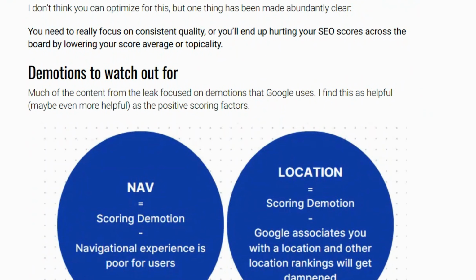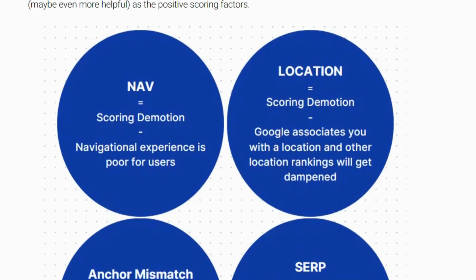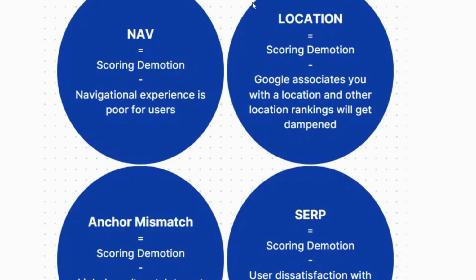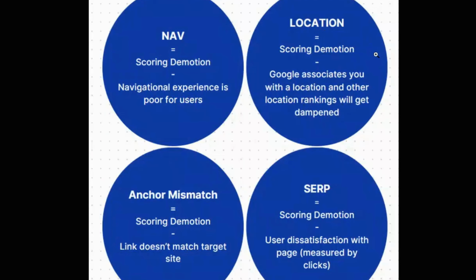And then it also has a section here of demotions. So these are things you want to take a look at. And he has a nice little graph here we're going to take a look at. So these are scoring demotions. So here's one: poor navigational experience for users. So you of course want to have a good navigation for your site, and also for the crawlers that's organized and makes sense. This is an important reason to have that.